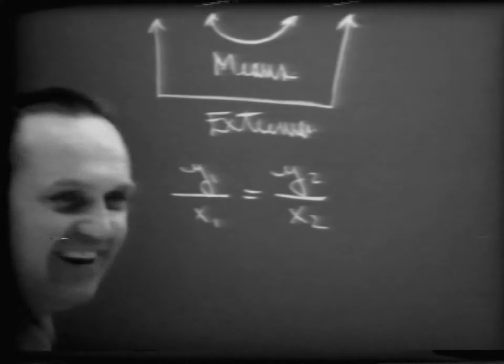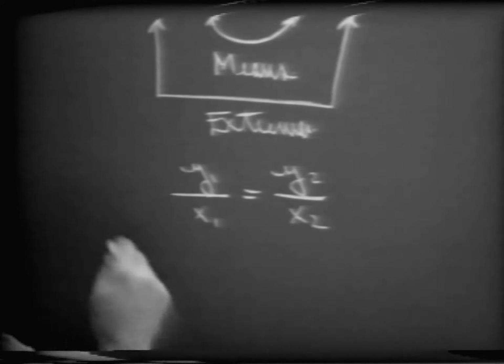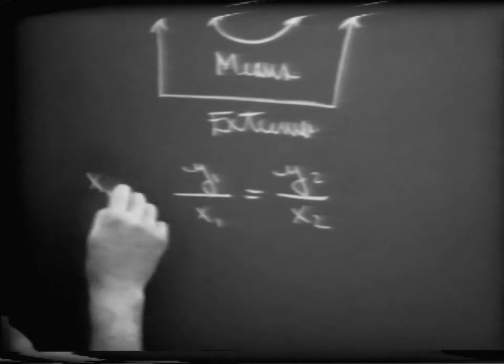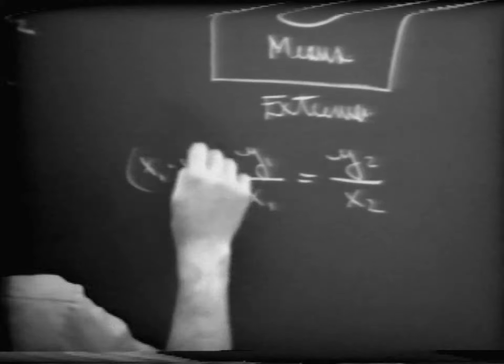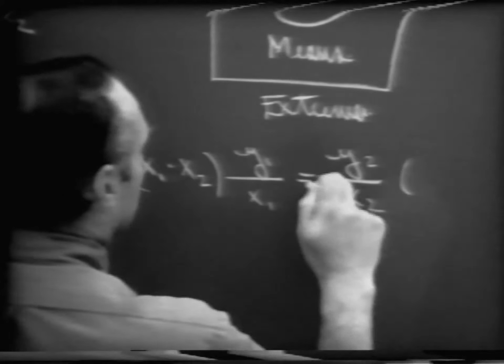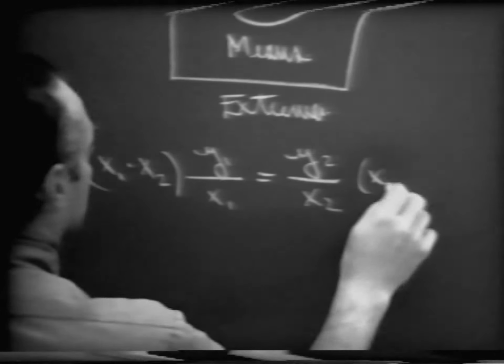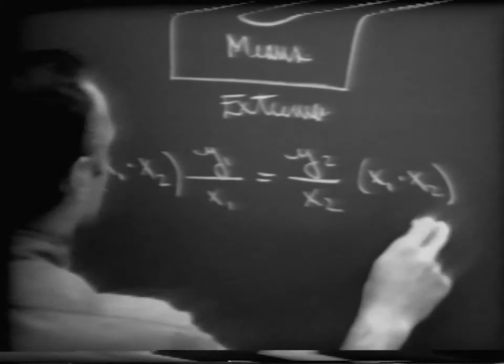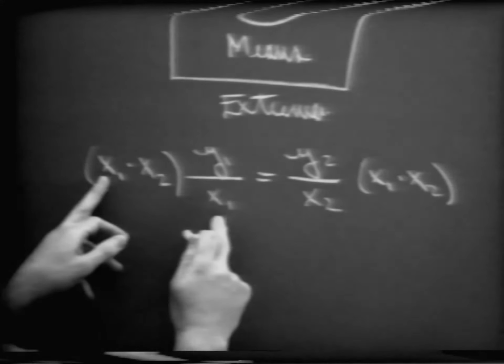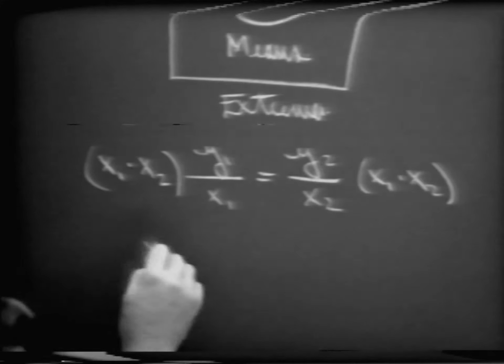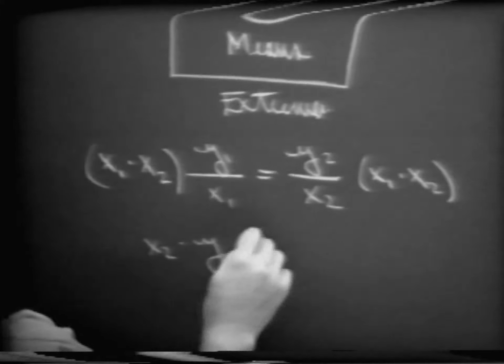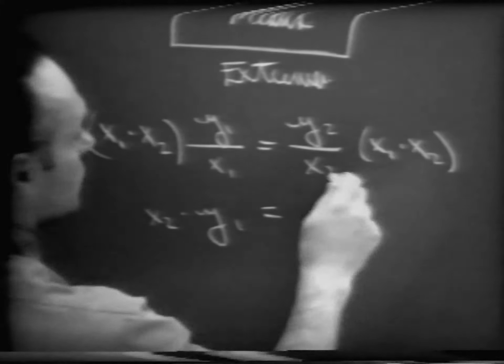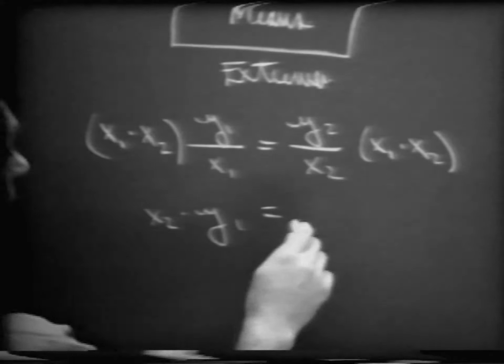So Ken says x sub 1 times x sub 2. All right, let's multiply by x sub 1 times x sub 2. I don't have room to write it on this side, so let me write on the right-hand side: x sub 1 times x sub 2. And of course, x sub 1 divided by x sub 1 is a name for 1, so you have left x sub 2 times y sub 1. And here, x sub 2 over x sub 2 is a name for 1, so what's left?